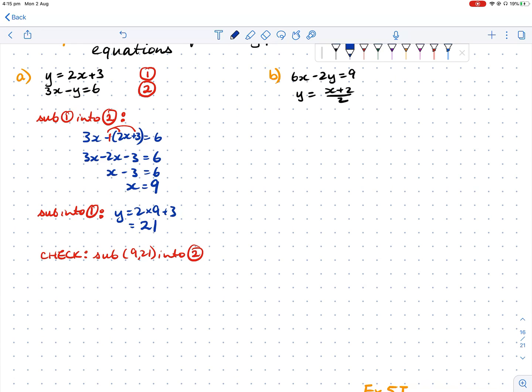If I substitute 9 and 21, 3 times 9 minus 21 is 27 minus 21, which is 6. So you can see that it is correct. So therefore, your answer is 9, 21. We can write it as a coordinate, or you could write it as the solution is x equals 9, y equals 21.